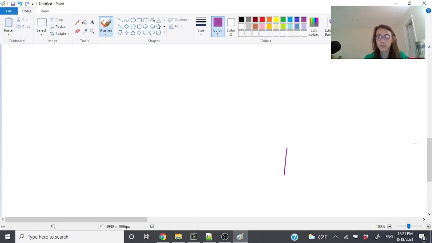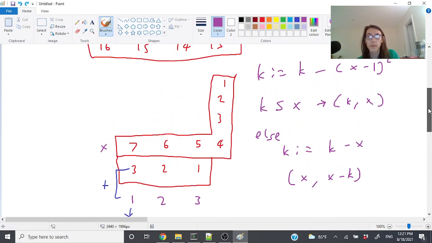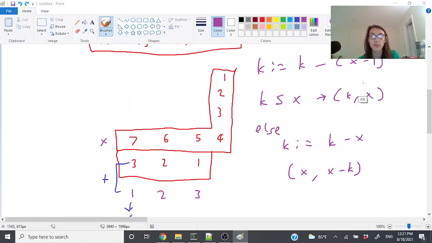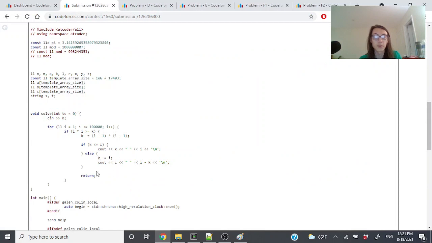So now that we find I, it's just doing these formulas. So subtract out I minus 1 squared. Then if this, print this. Otherwise, do another subtraction, print this. Yeah.